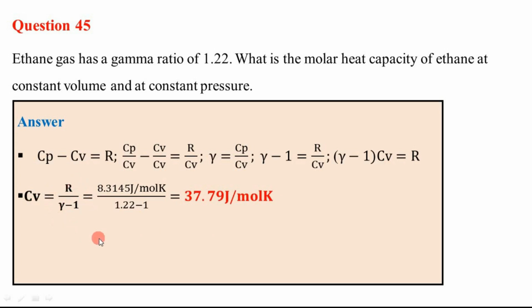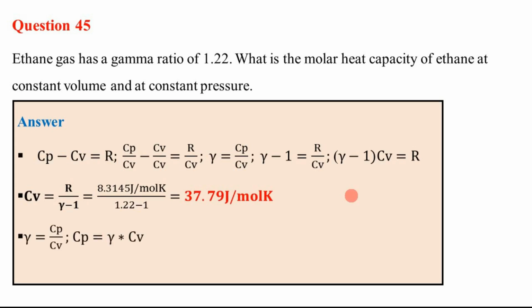So we'll be using this formula to calculate the CV. CV is equal to gas constant dividing with gamma minus 1. The gas constant is equal to 8.3145 joule per mole Kelvin dividing with the gamma, which was given as 1.22, minus 1. Then we get 37.79 joule per mole Kelvin of the CV, which is the molar heat capacity at constant volume.